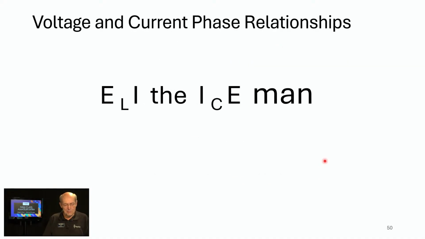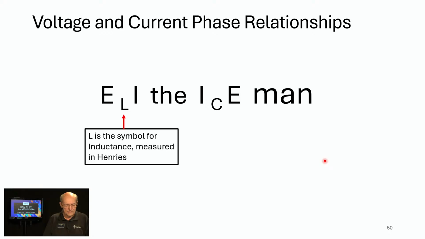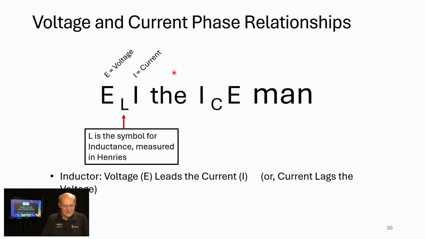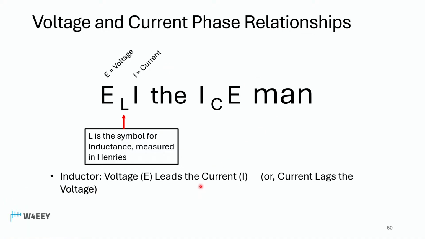Expanding it a little bit more, just to reinforce it. L is a symbol for inductance, measured in henries. E is voltage, I is current. Those are the statements that come from it. Voltage leads the current, or current lags the voltage, depending upon which one you're looking at. And it will appear both ways, so you need to know that.